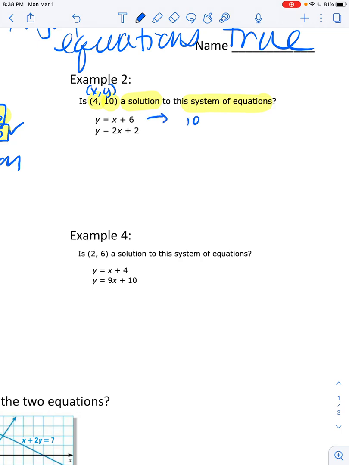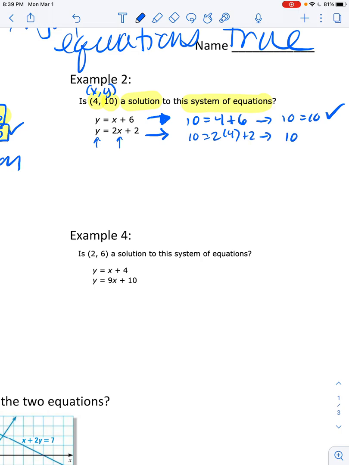So in the top equation, 10 equals 4 plus 6. That turns into 10 equals 10, so that is a yes. So I'm halfway there. Now, if it had come out to be a no, I technically could quit at that point, because I only need one no to say, hey, this is not a solution to the system. But I got a yes, so now I have to check the second one and make sure it works in that as well. So now I'm going to, again, replace my Y with a 10 and replace my X with the 4, because that's the pair that we're checking on.